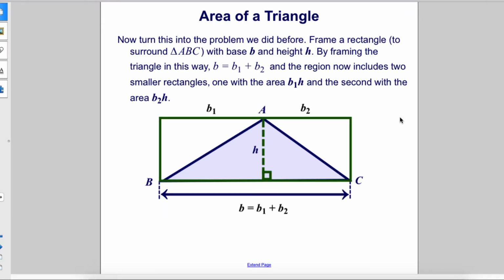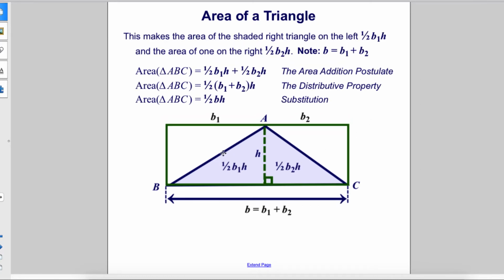Now, turn this into the problem we did before. Frame a rectangle to surround triangle ABC with base B and height h. By framing the triangle in this way, B equals B1 plus B2, and the region now includes two smaller rectangles, one with the area B1H and the second with the area B2H. This makes the area of the shaded right triangle on the left 1/2 B1H and the one on the right 1/2 B2H. Note, B equals B1 plus B2.